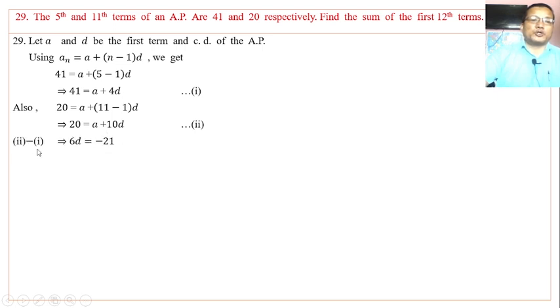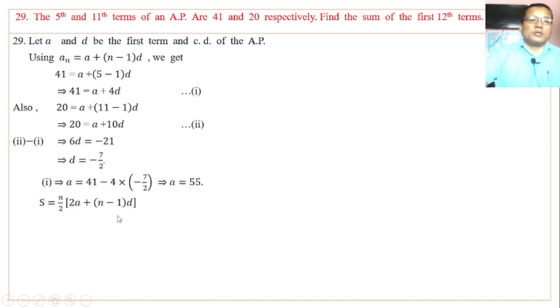Equation 2 minus equation 1, cancelling A, gives D equal to minus 7 by 2. Putting the value of D in either 1 or 2, we get A equal to 55. Therefore, using this formula, with n is 12, A is 55, D is minus 7 by 2, cancelling and evaluating, we get 429. The sum of the first 12 terms is 429.